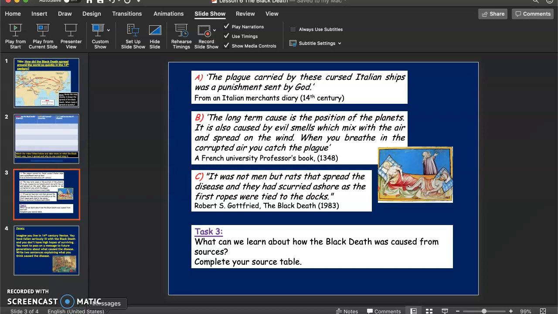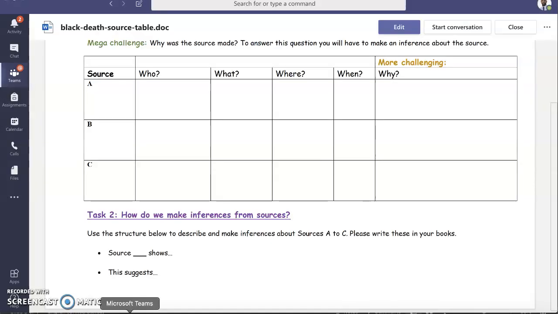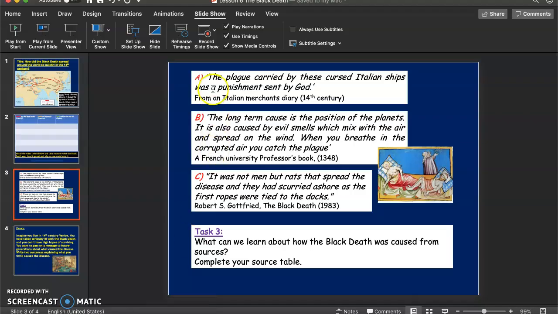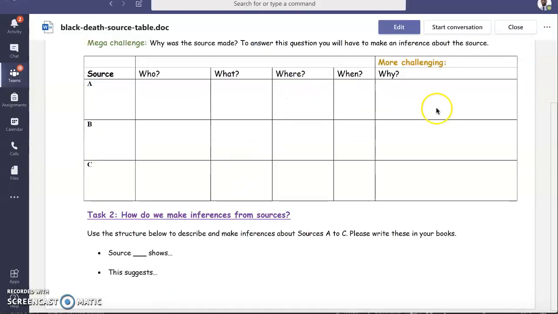Okay, on to the final big task of the lesson. What I want you to do, go into the folder. There is a document called the Black Death Source Table. There's space for 3 sources, and we're just going to be doing a bit of source work here. So the 5 W's: the who, what, where, why, and when. You need to look at the sources in the PowerPoint and answer those questions. You don't have to write them in huge amounts of detail, but you do need to think about it carefully, particularly the why question, right?